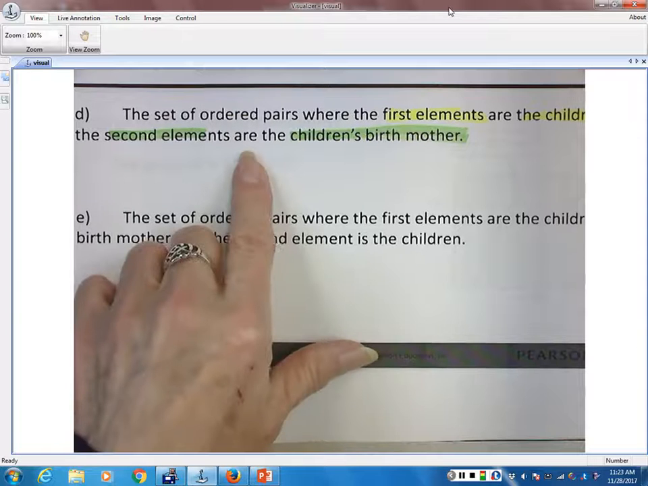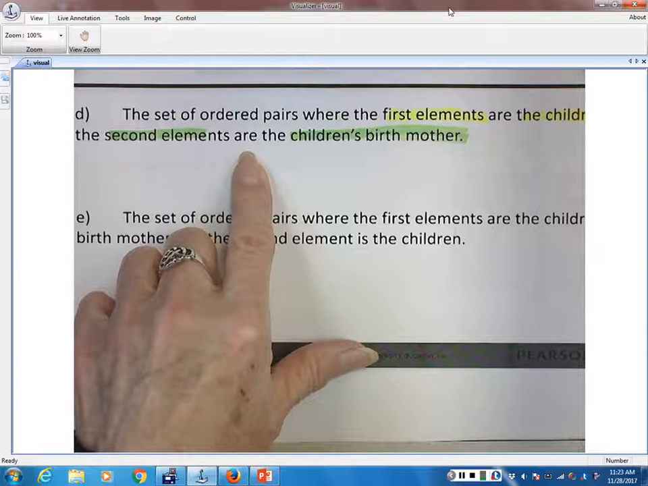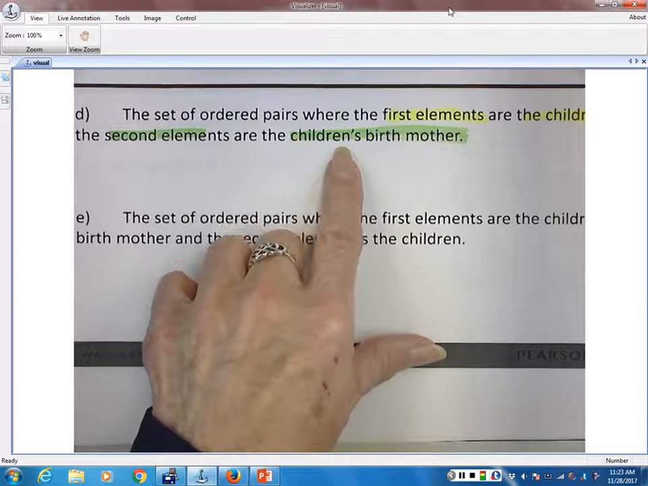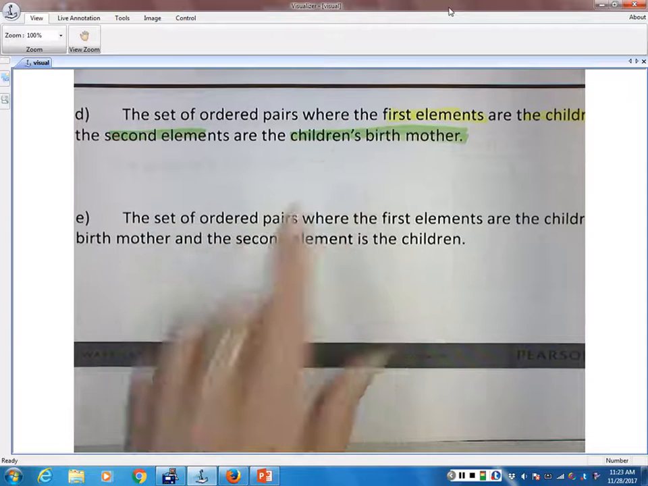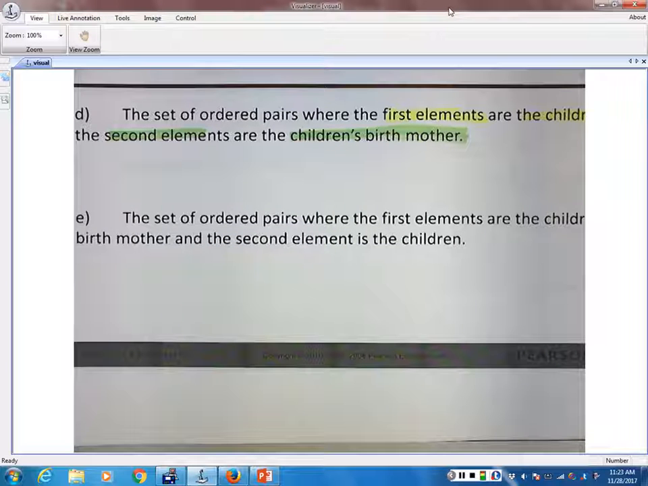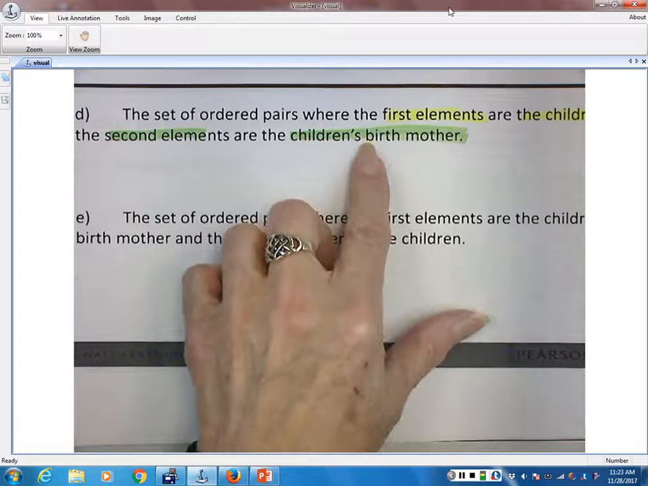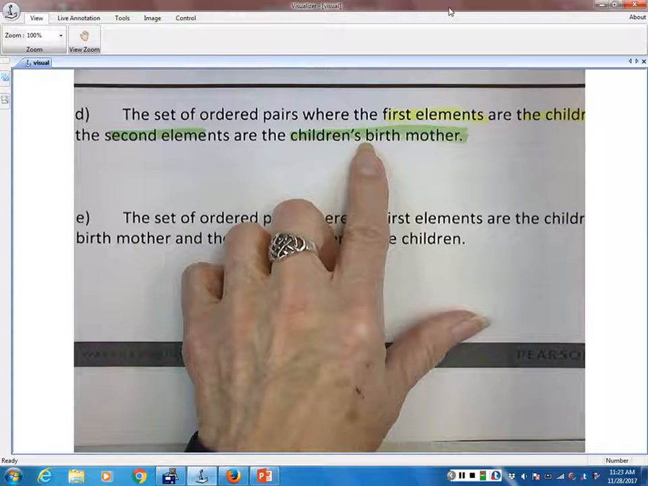Is that a function? How do you know for sure it's a function? Because you can have the same child twice. Well, you sort of technically can, I guess, if you talk about twins. But the point here is, how many birth mothers do you have? Everybody in here, how many birth mothers do you have?